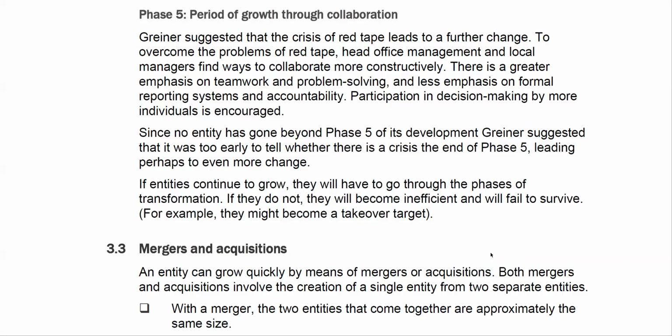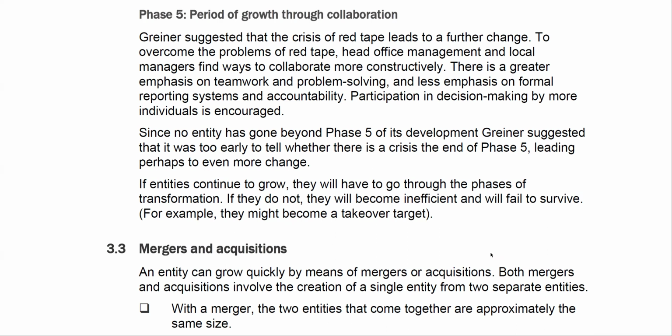Since no entity has gone beyond phase 5 of its development, Greiner suggested that it was too early to tell whether there's a crisis at the end of phase 5, leading to even more change. So that's why when we got to phase 5, I told you that it has its own crisis, right? Because you can't tell, because you haven't got there. So for now, we don't know the crisis that will happen, right? That's what Greiner actually said.